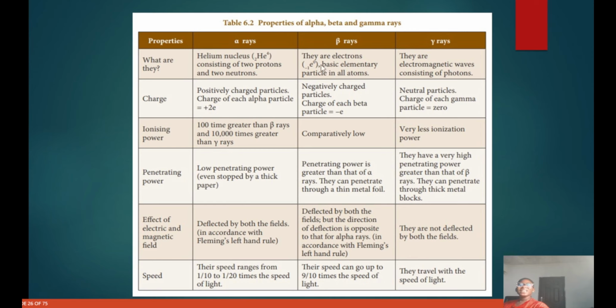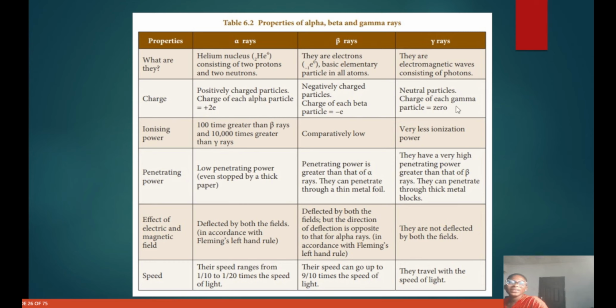So here they are electrons, because you know the electrons are negatively charged, basic elementary particles in all atoms. Then this one, they are electromagnetic waves consisting of photons, lights. That's why they call them electromagnetic rays. So we have the charge. This one was positively charged. You can remember that because it was deflected towards the negative plate, and it carries 2e. And you know that e is 1.6 times 10 raised to power minus 19, so it's twice of it. While this is negatively charged, which is minus e, that's 1.6 times 10 raised to power minus 19.